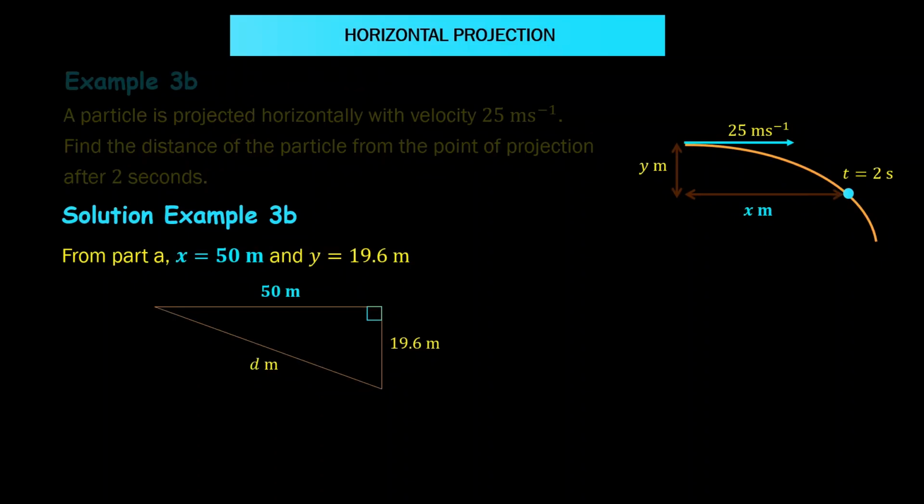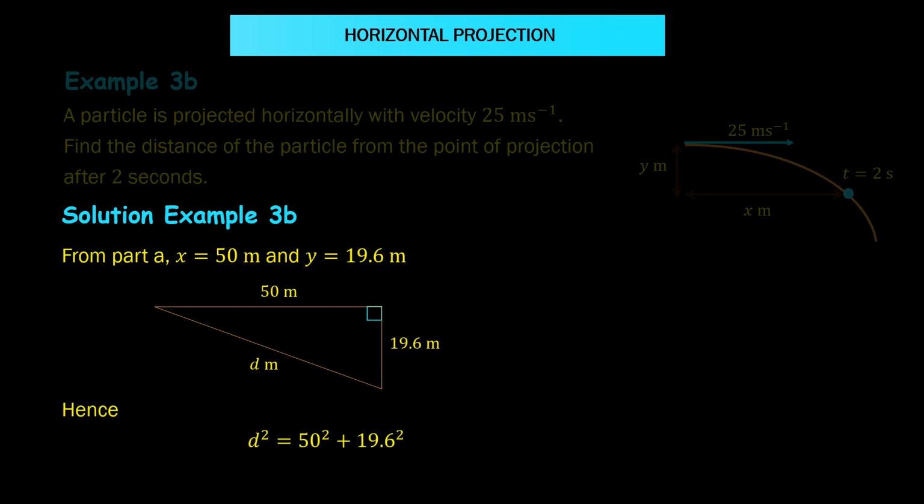Here we have x equals 50 meters and y equals 19.6 meters. Therefore, we can simply apply Pythagoras to find d. And plugging in all the values as shown, gives us that d equals 53.7 meters.